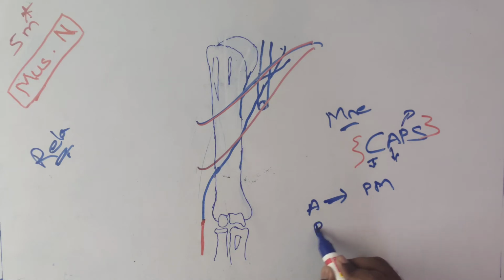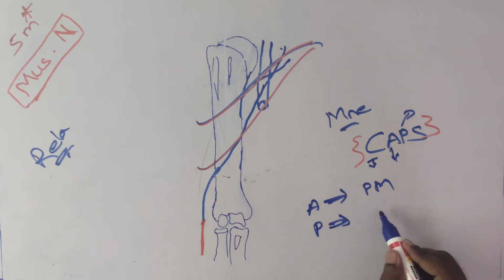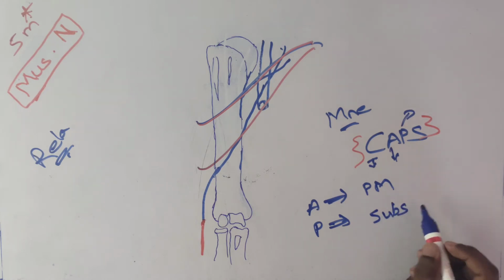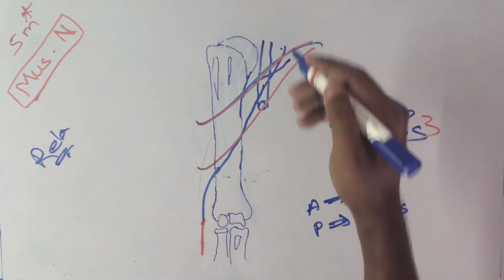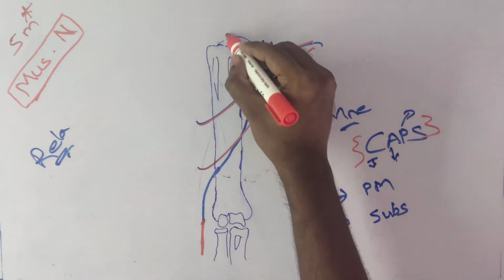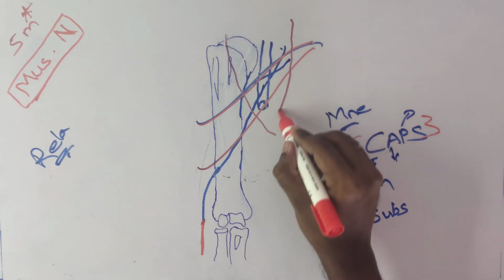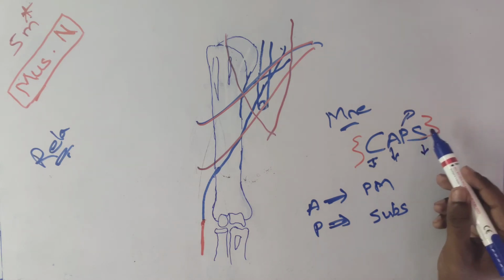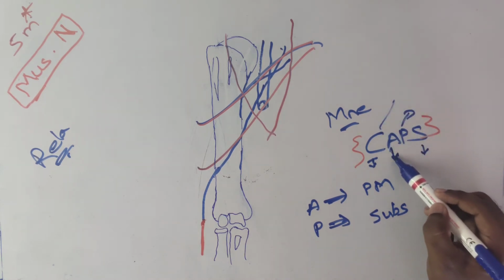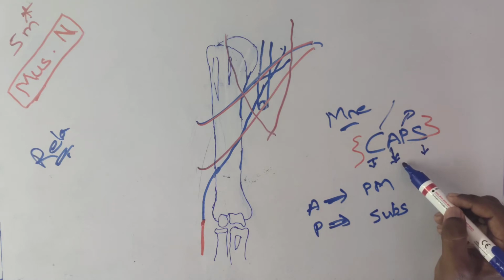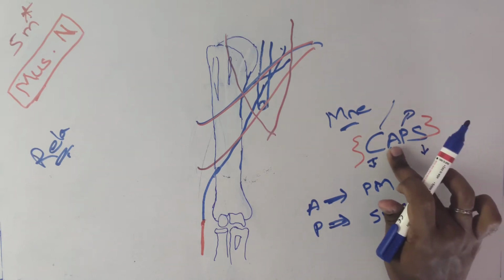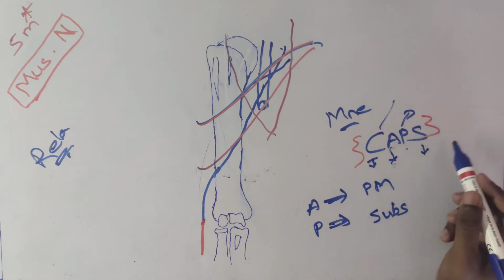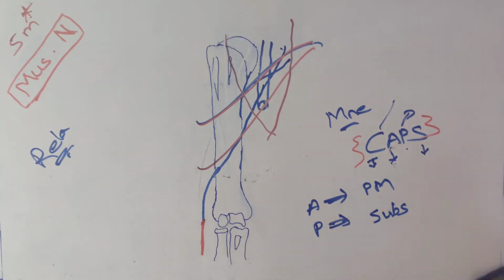And now coming to the posterior relation. At the posterior relation it has the subscapularis muscle. At the posterior region we can see the subscapularis muscle like this. So I repeat again: C for coracobrachialis, A for axillary artery, and the lateral root of median nerve, P for pectoralis major, S for subscapularis muscle.